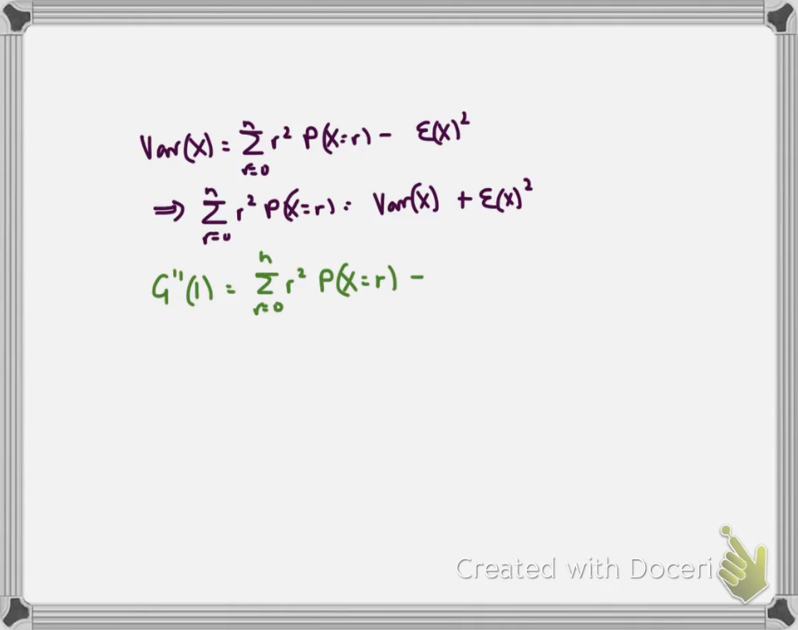So we can rewrite what we got for G''(1), but using variance of x plus expectation of x squared instead of the sum of the r squares times the probabilities. All right.